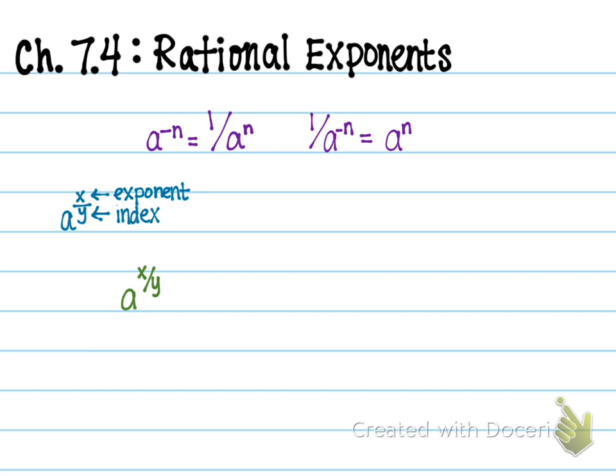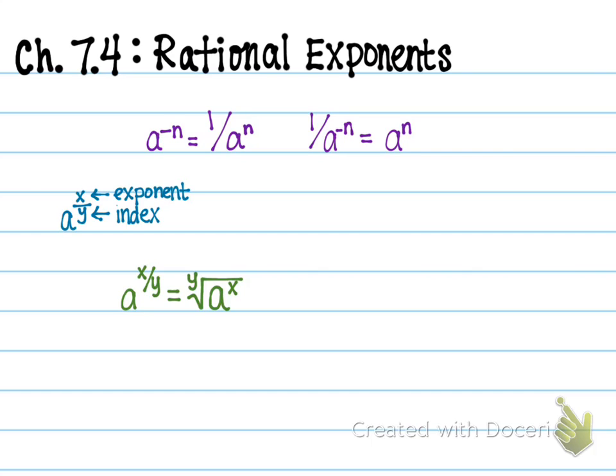So our basic form would be a to the x over y. And then we can change that into our radical form. Again, we put that y, our index, outside of our radical, and our exponent stays inside with our a.